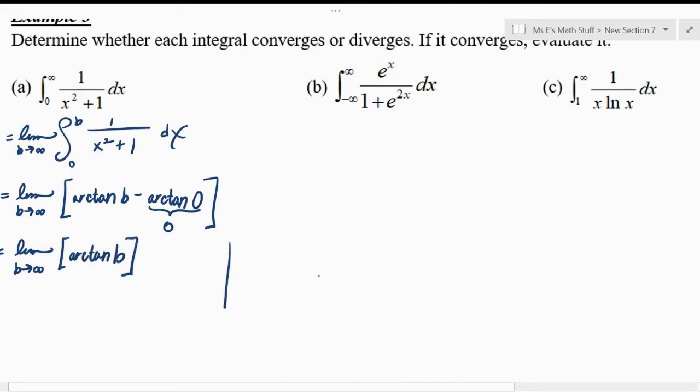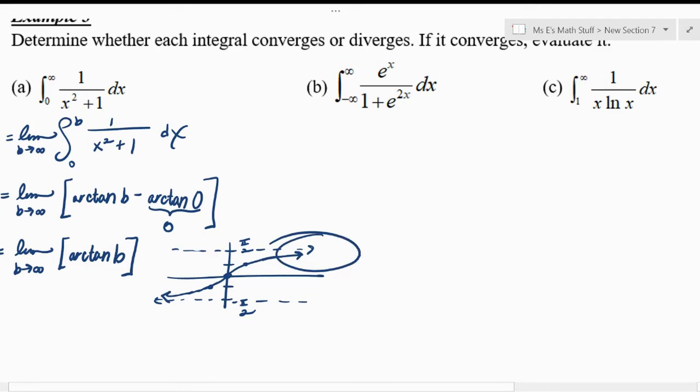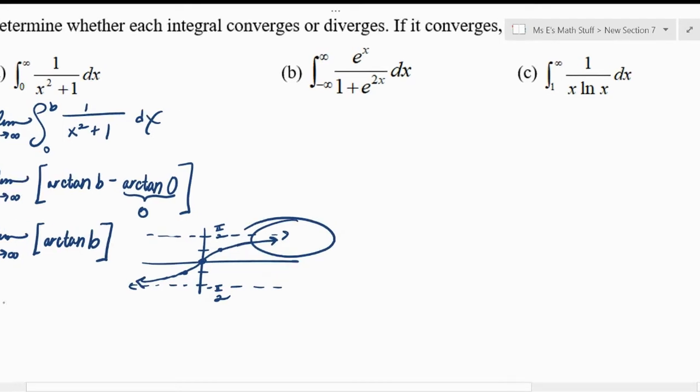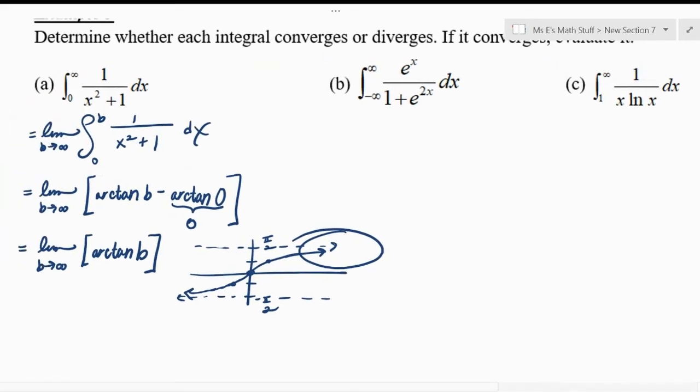And then hopefully you are familiar with the graph of arctangent at this point. So I'll just do a quick sketch of that here. There we go. It looks something like this. And so, my friends, what would the limit as b approaches infinity of arctangent of b be? The answer would be pi over 2.